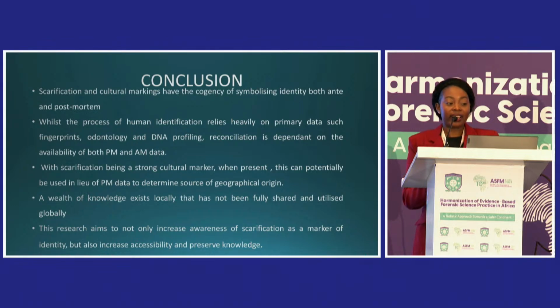In conclusion, scarification and cultural markings have the cogency of symbolizing identity for both ante-mortem and post-mortem. While most identification processes, as you heard, rely on primary data, which is your fingerprints, your odontology, and your DNA profiling, reconciliation is dependent on the availability of both the post-mortem and the ante-mortem. With scarification being such a strong cultural marker, when present, this could potentially be used as part of the PM data and at least determine the source of the geographical location, i.e. someone is from Nigeria or they're from Ghana.